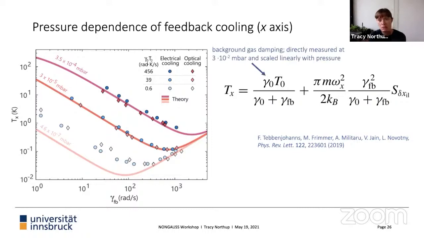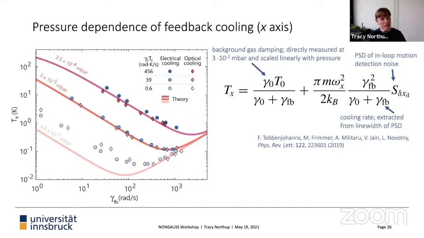So, what are actually the theory curves? This is a model from a paper from the Novotny group. And we can separately measure all these different terms. So we're not fitting this here. We're putting in parameters that we've measured separately. For example, the background gas damping rate, the cooling rate that we extract from the line width of the power spectral density, and the power spectral density of the in-loop motion, which gives us the detection noise.